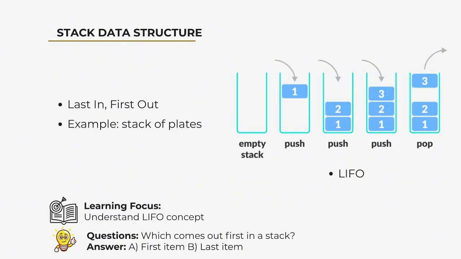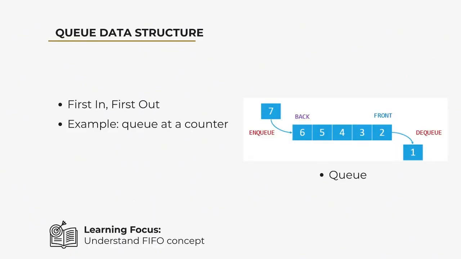Stack data structure. A stack follows a simple rule: last in, first out. The last item added is the first removed, like a stack of plates. Queue data structure. A queue follows a different rule: first in, first out. The first item added is the first removed, like a line at a counter.